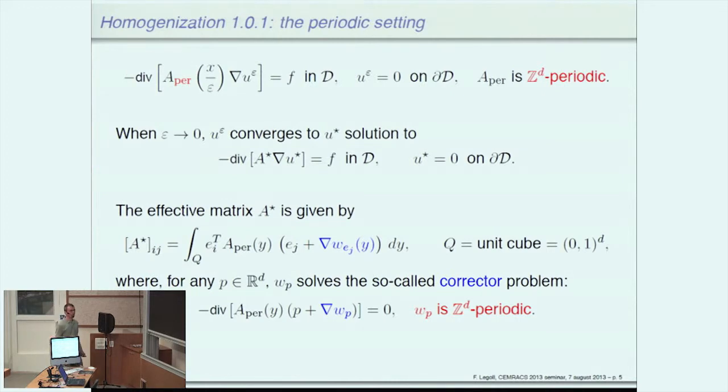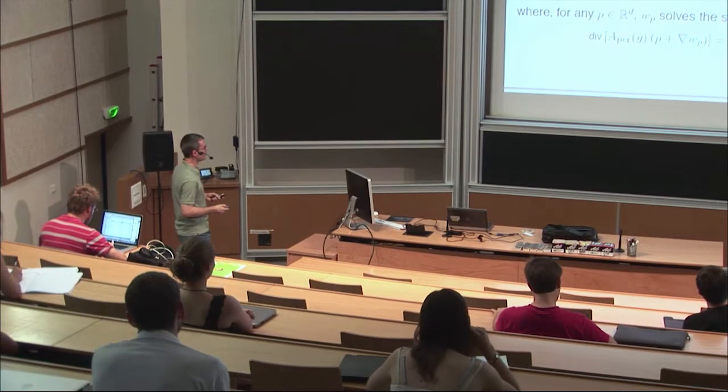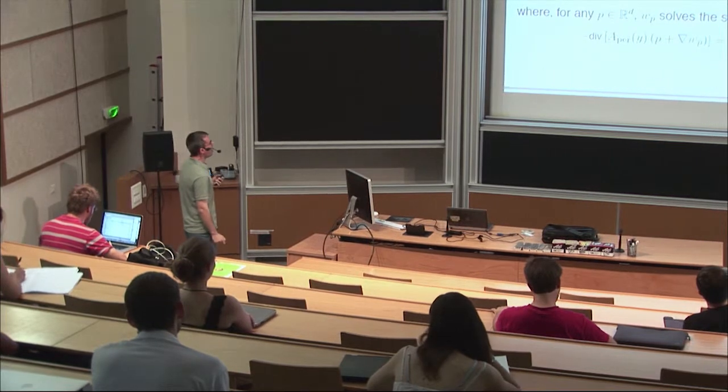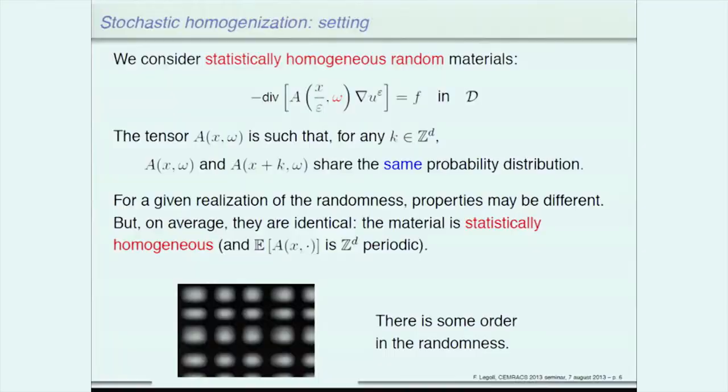So homogenization in this periodic setting boils down to solving this equation, which is an equation set on the periodic cell. So I just have to mesh the periodic cell. So it's pretty easy. In contrast, we'll see that the situation will be completely different for the homogenization, for the random setting.